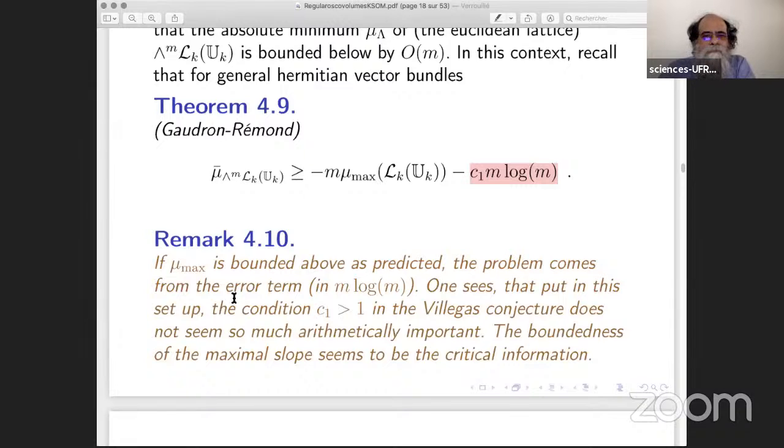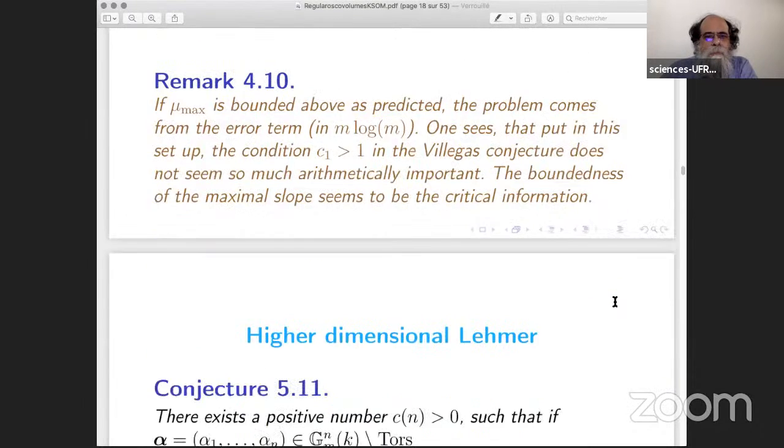And so I think that if you see that in this context, you see that whether or not the log C is positive or not is not that important. What is important is the m log m.